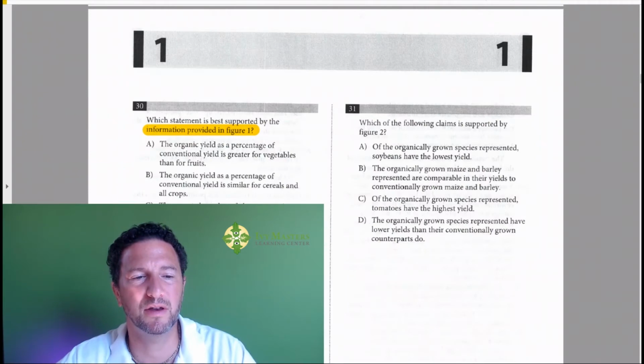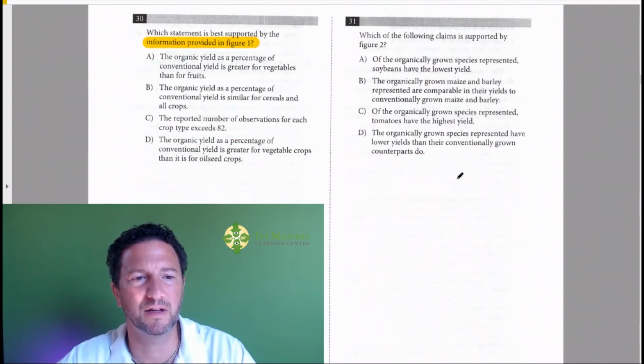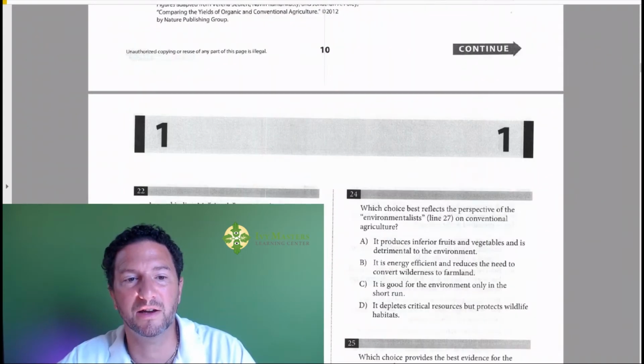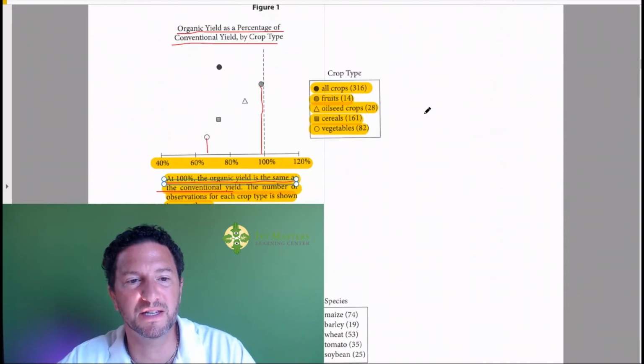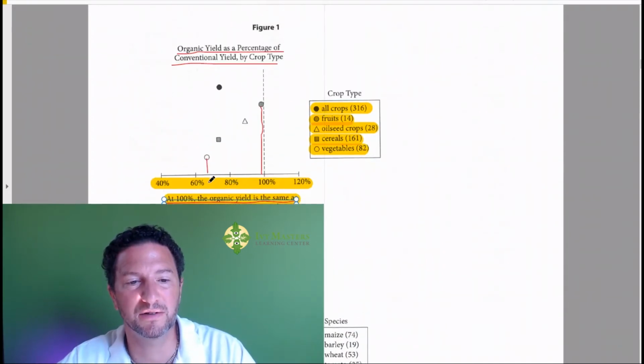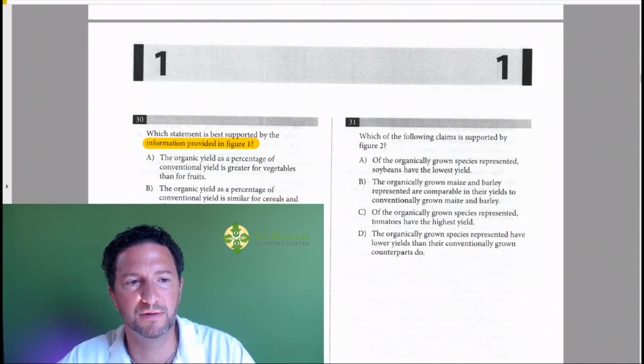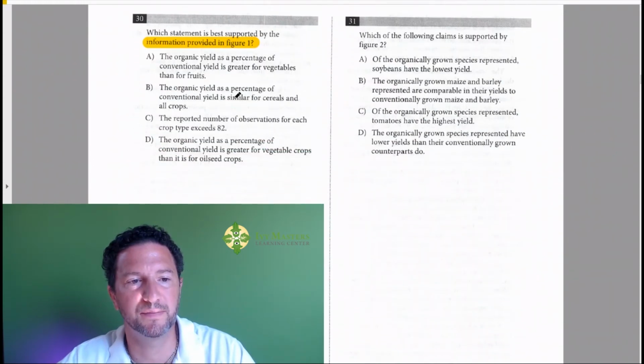Now I go down to number 30 and I see what my answer choices are. Choice A: the organic yield as a percent of conventional yield is greater for vegetables than for fruits. Not even close. Actually, vegetables is the lowest, around 64. Fruits is the highest, around 98. So we go to answer choice B.